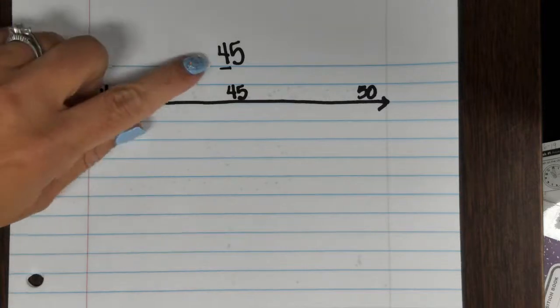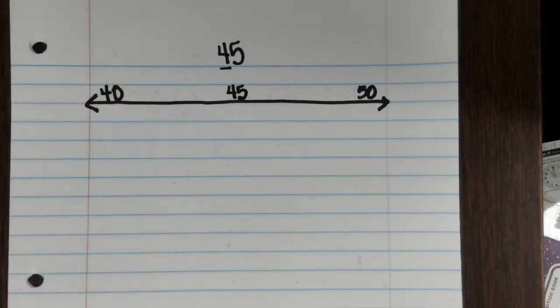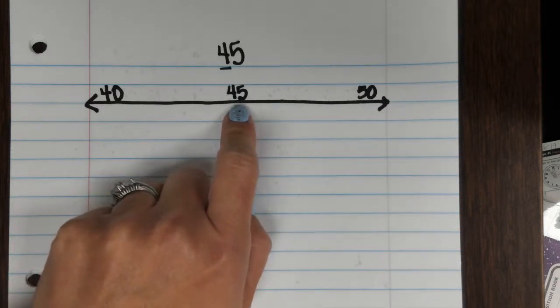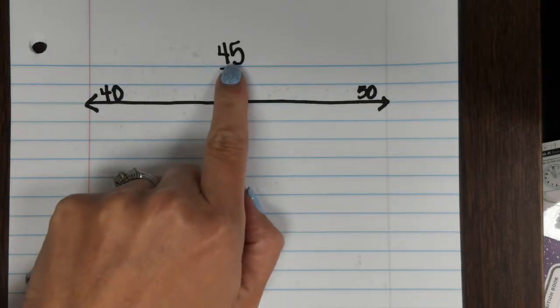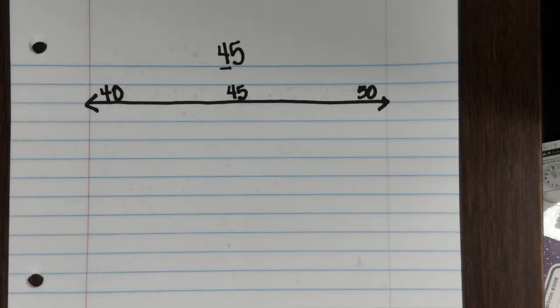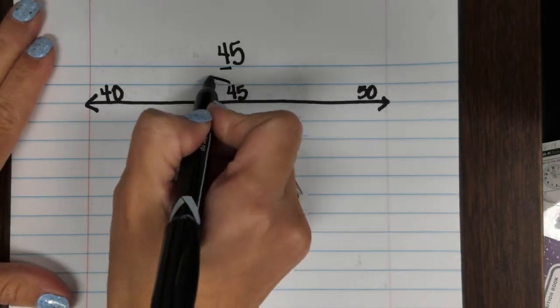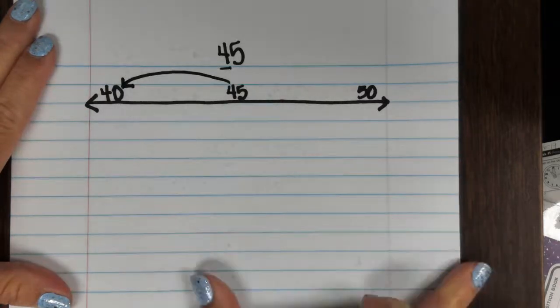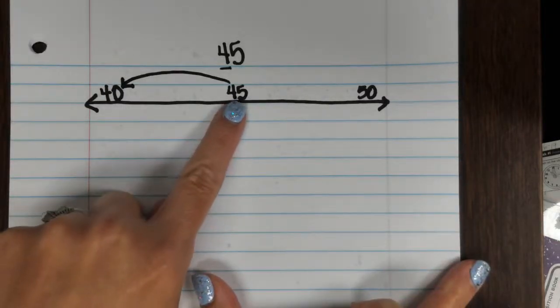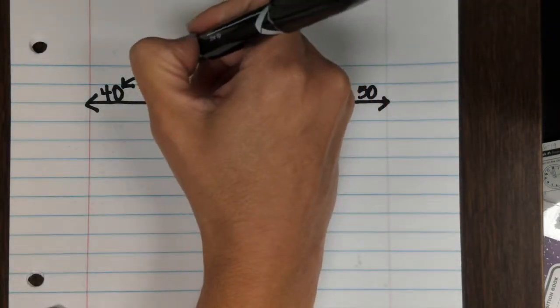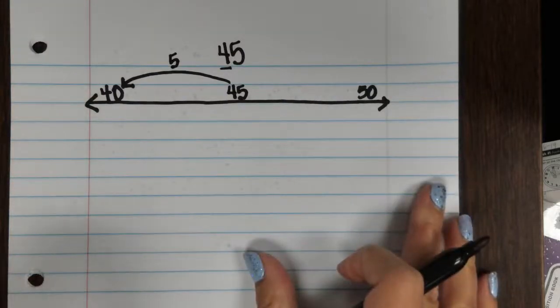Our number today is the number 45, so we're going to, uh-oh. Got a little problem here. Our number is the midpoint. Our number is the midpoint. All right, let's see how far away 45 is from 40. How far away is 45 from 40? 5. Okay, so let's label that we know that that is 5 spaces away.